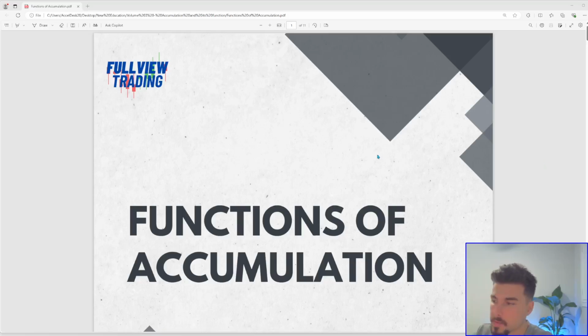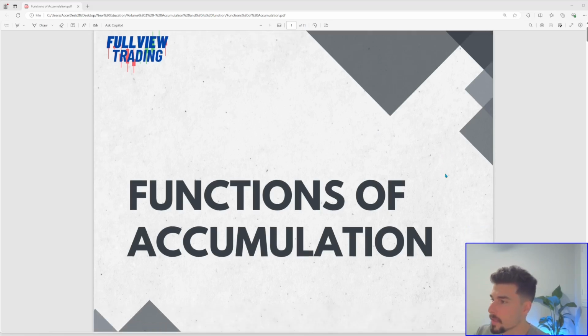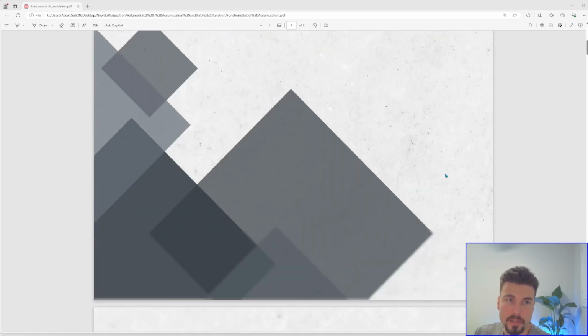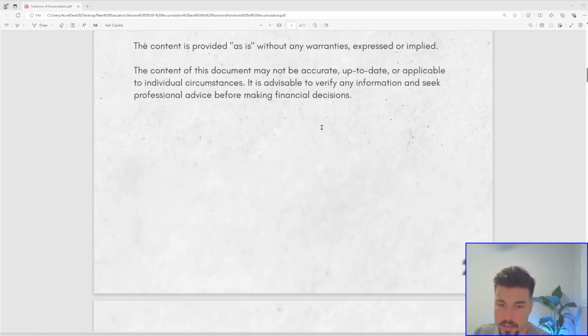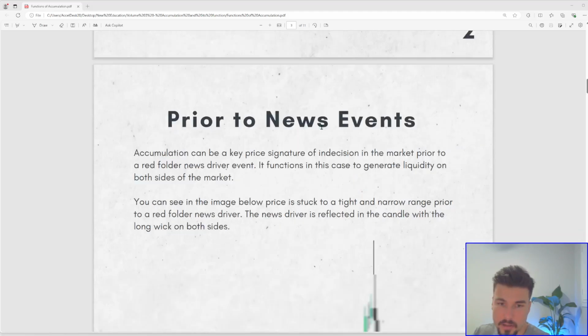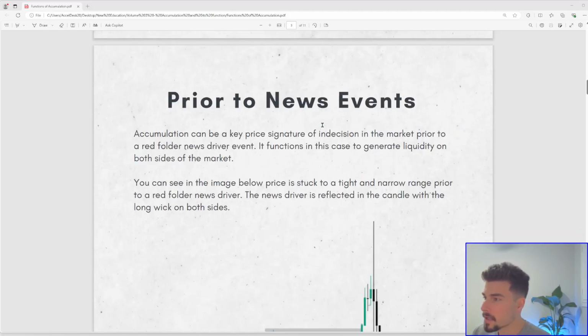Alrighty guys, so in today's module I wanted to talk about the functions of accumulation. I think a lot of people have heard of the concept of the power of three: accumulation, manipulation, distribution. But there's more functions of accumulation than just that. My purpose in this presentation is to illustrate these things in action. The first thing we're going to talk about is accumulation prior to news events.